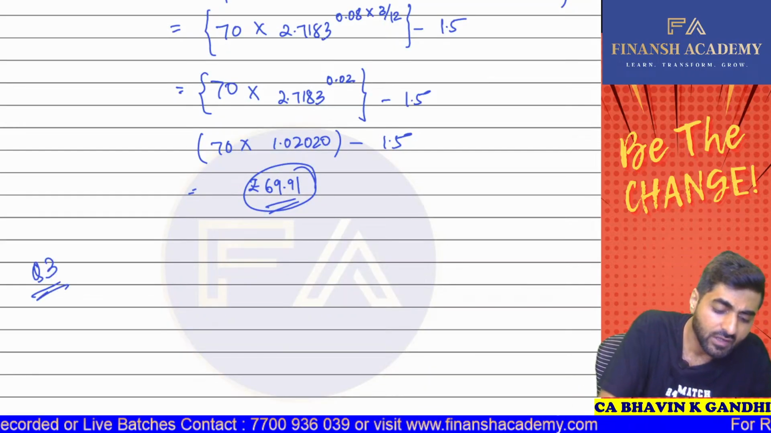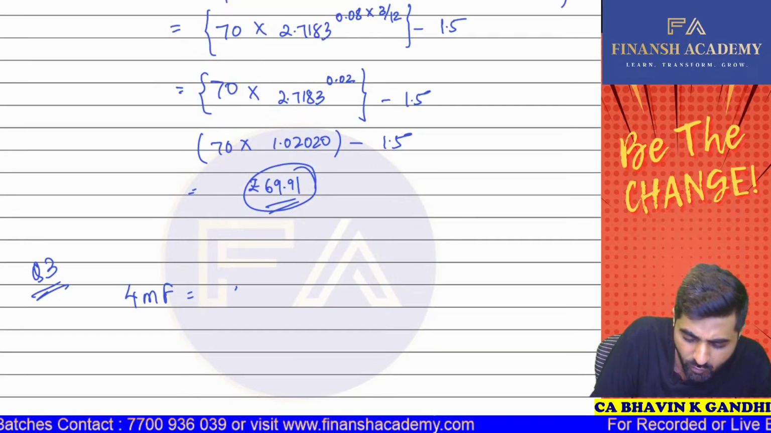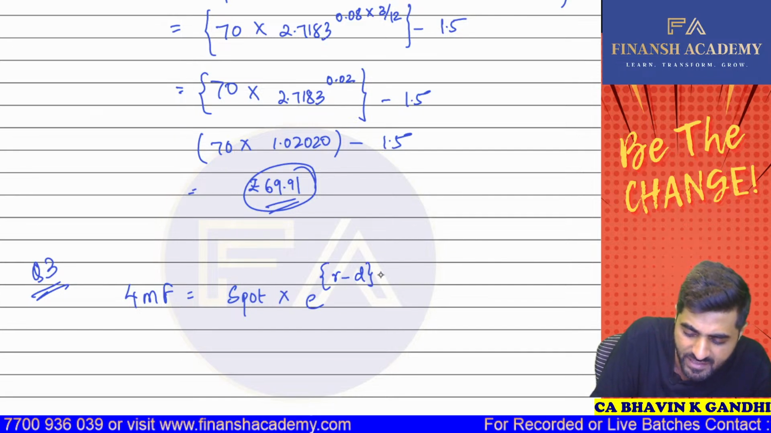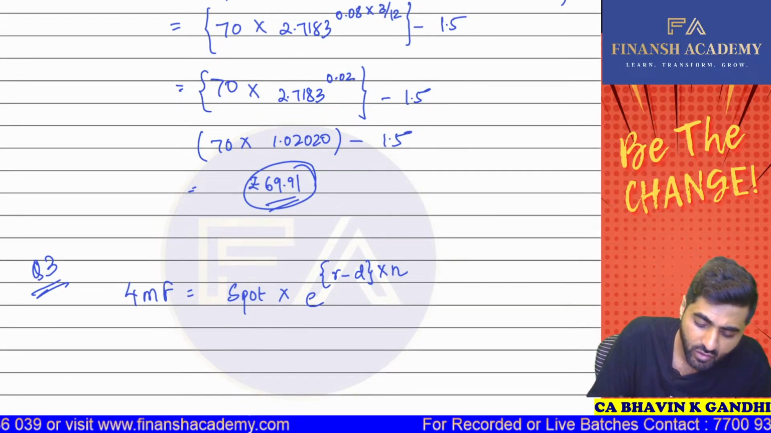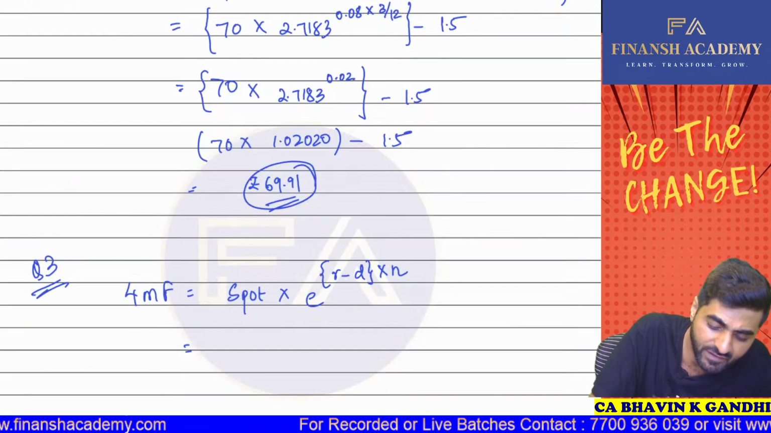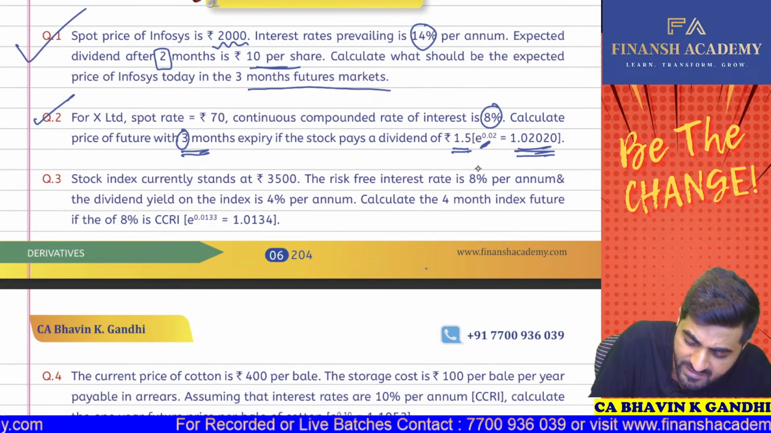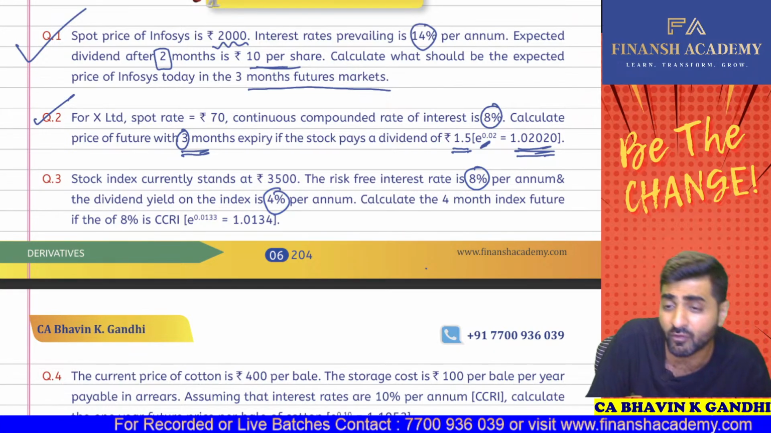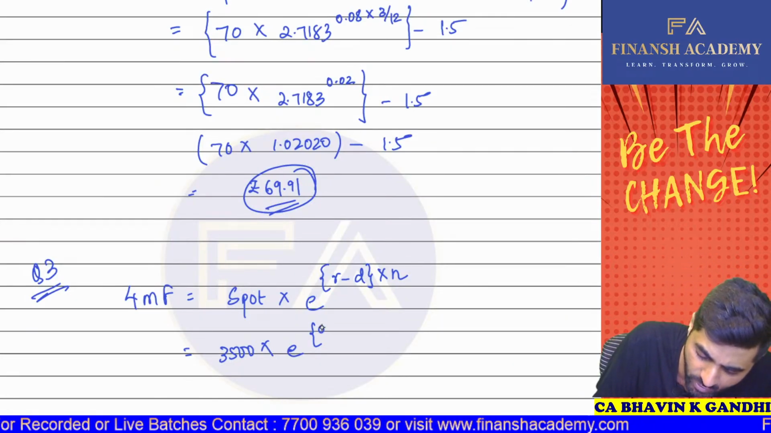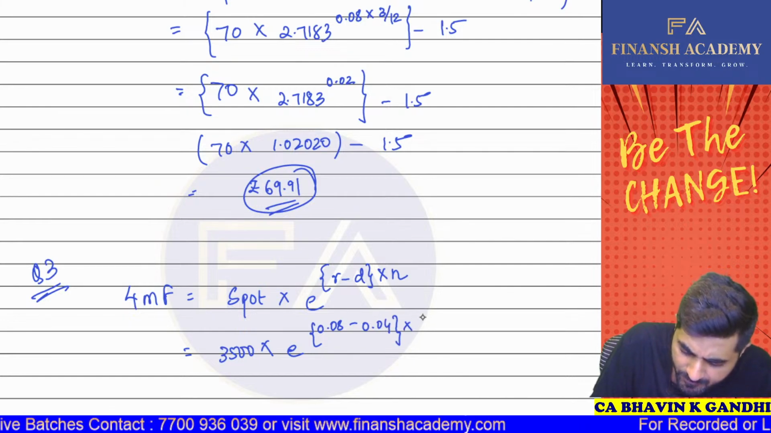Your question number 3, here we have to calculate what is going to be the 4-month future. So the 4-month future will be whatever is your spot into E raised to the power (R minus D) into the tenure. So what's your spot? Your spot is nothing but 3,500, into E raised to the power. What's your R? Your R is nothing but 8%, and the dividend yield is 4%. This is always given to you on a per annum basis. So now we'll be taking 0.08 minus 0.04, and then, my dear students, we'll be multiplying this by your tenure.